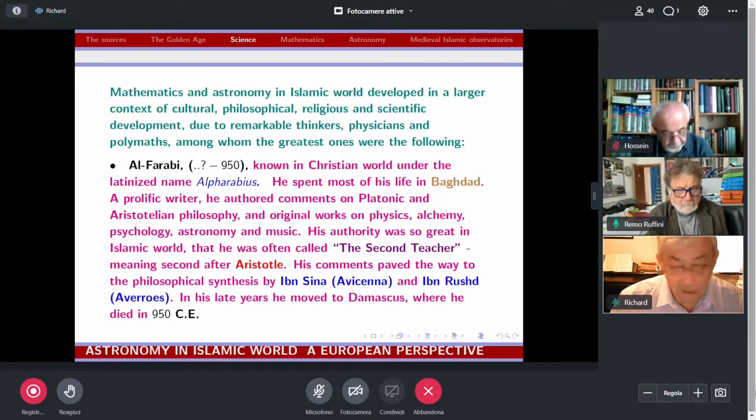to cite the most important scientists in the Arabic and Islamic world. So the first was Al-Farabi, known under the name of Alpharabius. He spent most of his time in Baghdad. A prolific writer, he authored comments on Platonic and Aristotelian philosophy, and plenty of works on physics, alchemy, psychology, astronomy, and music. His authority was so great in the Islamic world that he was often called the second teacher after Aristotle, who was the first teacher. And his comments paved the way to the philosophical synthesis by Ibn Sina, Avicenna, and Ibn Rushd, Averroes. And in later years, he moved to Damascus.